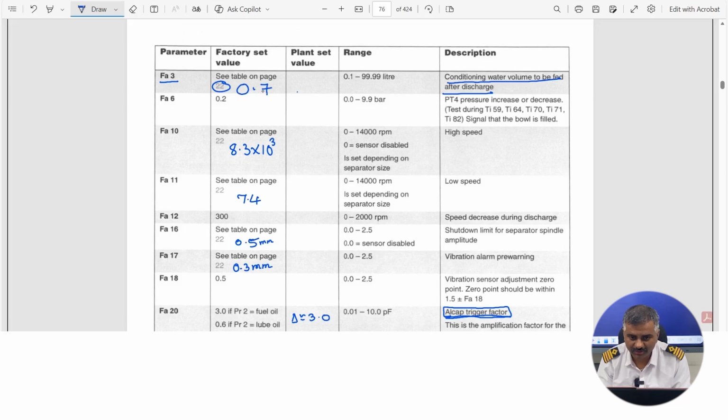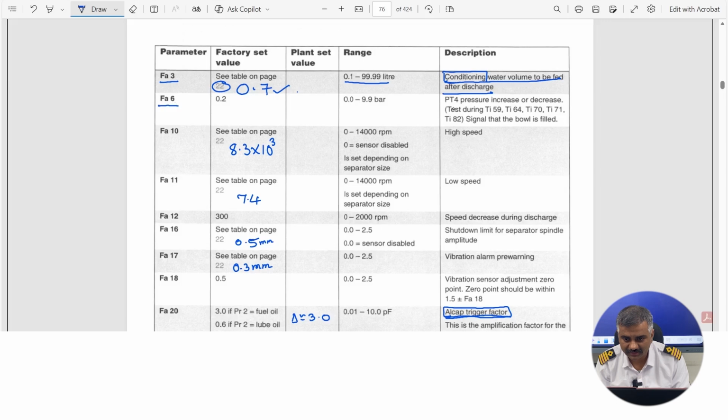For this purifier model, this is 0.7. From 0.1 to 100 liters of water can be sent. 0.7 is the factory set value for the conditioning water that is fed after discharge. Conditioning water, we all know, here it is SV10, which sends water into the purifier after the discharge, just like the sealing water. So here the value is 0.7 liters. Okay, second is FA6.